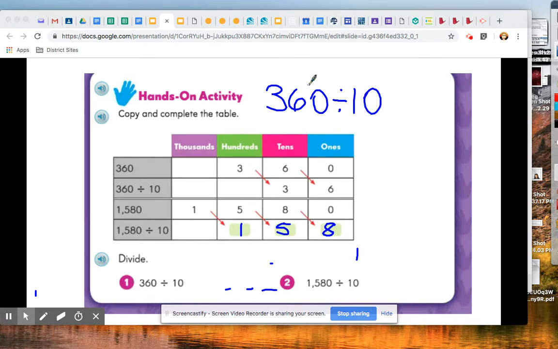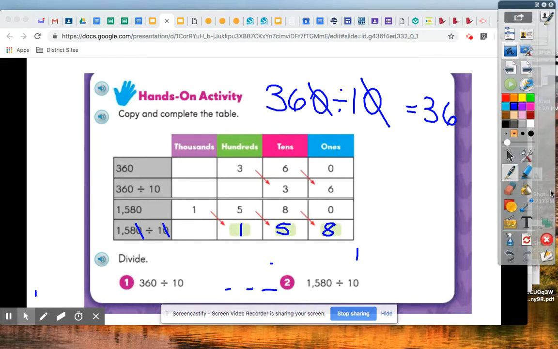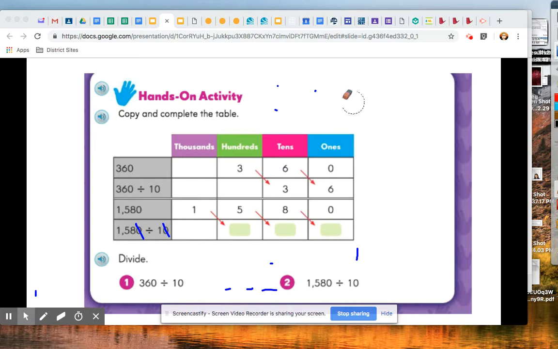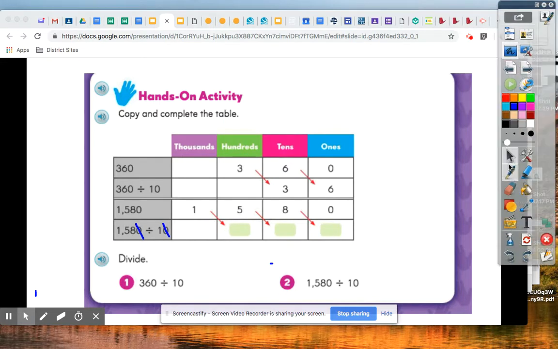So since 360 has a 0 and 10 has a 0, we can cross them both out, as long as they have the same number of zeros. Since 10 has only one 0, you're only allowed to cross out one 0 from the other number. So 1,580 divided by 10, look, 10 has a 0, 1,580 has a 0. You are allowed to cross those out. That's just a little shortcut on how to do that, since we understand the concept behind it. Let's move on.